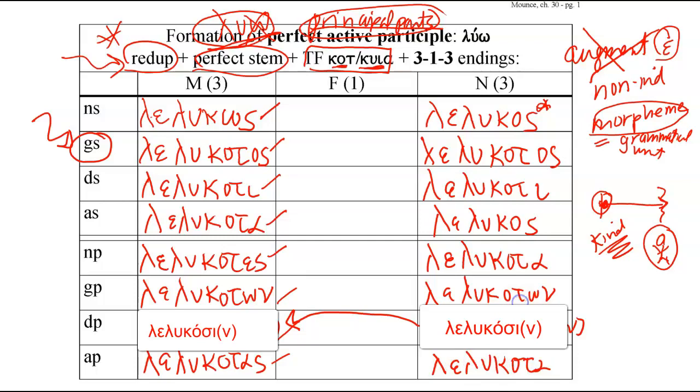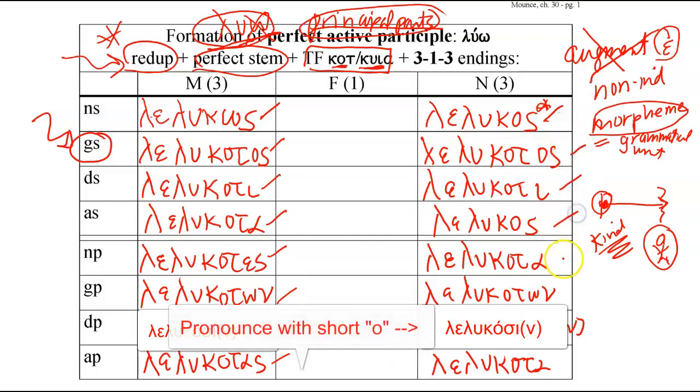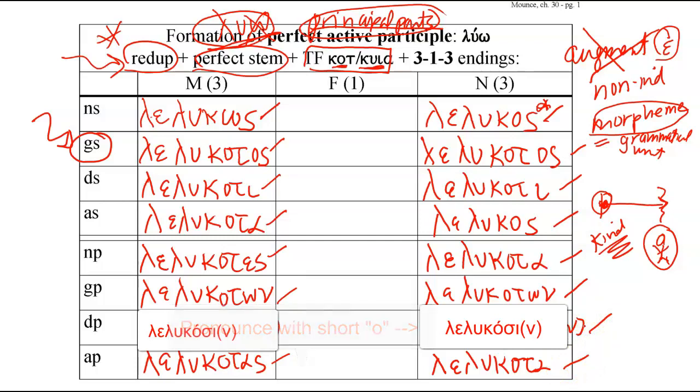So let's say these forms. Ready? 1, 2, 3. Lelukos, lelukatos, lelukati, lelukos, lelukata, lelukatone, lelukosin, lelukata. Now let's go over the feminine forms.